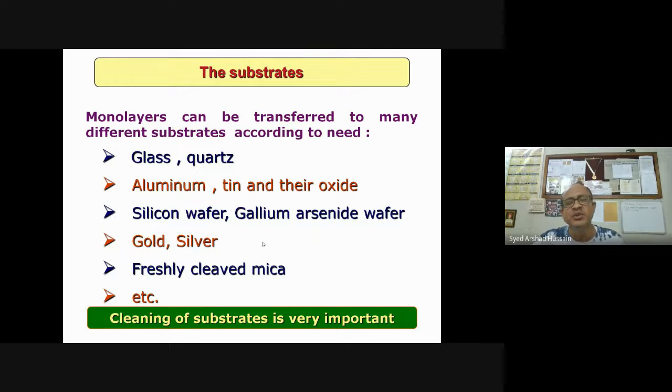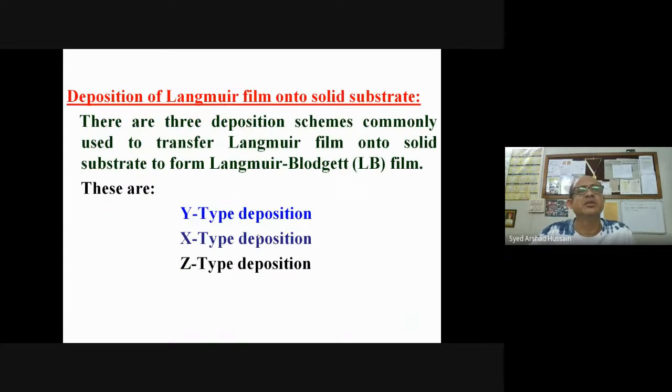So if you want to see your structure using AFM, then you have to transfer it onto a very smooth surface, maybe silicon or something like this, because minute roughness on the surface will affect the roughness of the film also. So you have to choose as per your requirement, as per your application also. So once you are ready to deposit, there are different types of deposition techniques. These are known as Y type, X type, Z type. This is nothing but based on the organization of material.